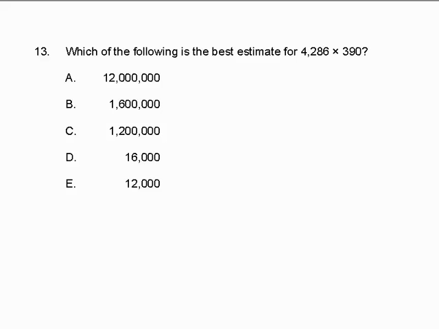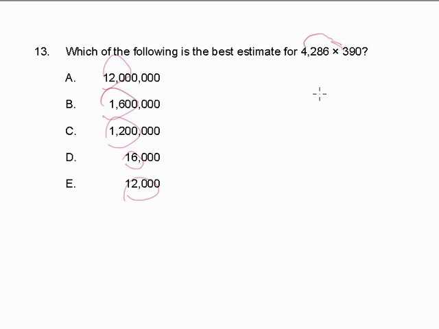It's asking us for the best estimate for 4286 times 390. If you look at the answers quickly, you see that there's a common thread here. You notice that there's a 12 here, a 12 here, a 12 here, a 16 here, and a 16 here. So what we're looking for is either 4 times 3, which is 12, or 4 times 4, if we round that up, which is going to be 16.